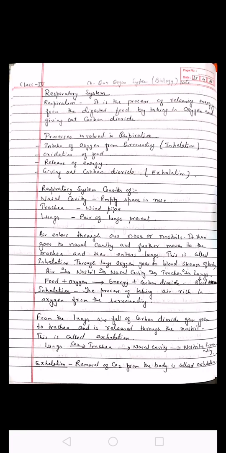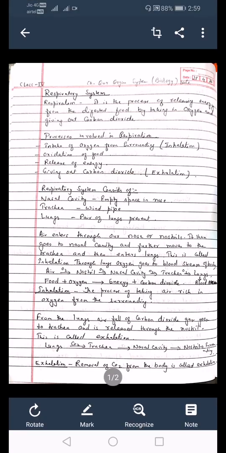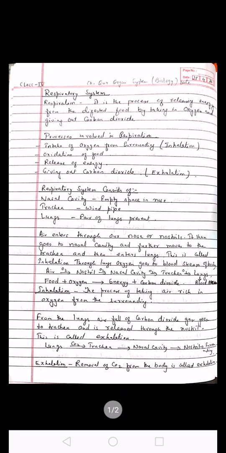Now the respiratory system consists of the nasal cavity, which is the empty space in the nose, the trachea, that is the windpipe, and the lungs. There is a pair of lungs present in our body. We can see in this diagram the nasal cavity, the empty space in the nose. Pharynx, the common passage for both food and air. Larynx, the voice box. After that, the trachea, the windpipe.